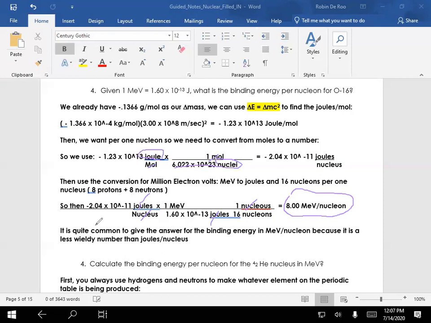So it's common to use the answer in MeV, million electron volts. And then the binding energy, we don't care about the negative. The binding energy is just the numerical value. So we just kind of ignore the negative. So the binding energy is a positive value.